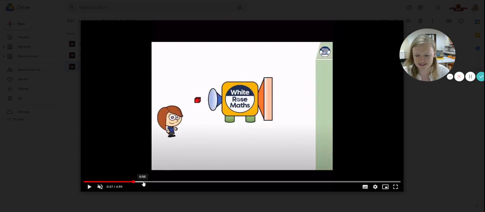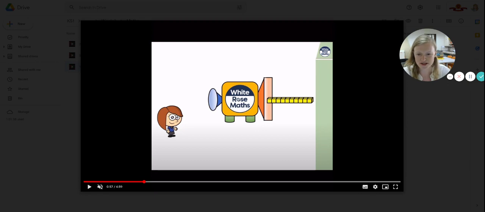All right, look at this interesting picture. Here is Rosie, and she's got a single cube to represent a 1. I wonder what's going to happen when she puts her 1 into this cool machine. Wow, look at that. They got 10 times bigger. It's a multiplier machine.